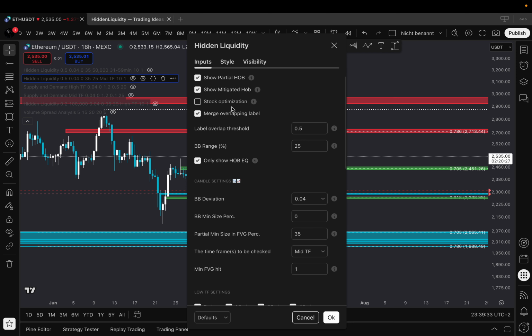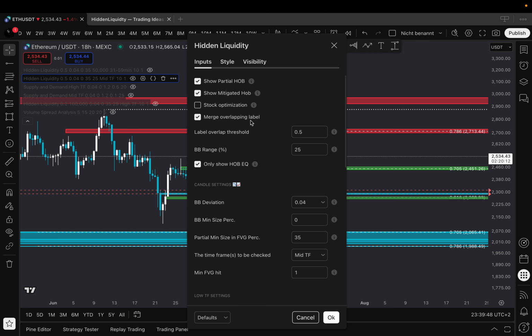Then we've got stock optimization. This is crucial because the time frames are aggregated differently since stocks are not trading 24/7. So you should check that box if you want to chart forex, stocks, indices, anything like that.